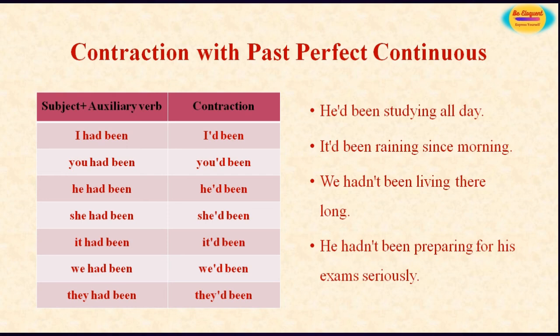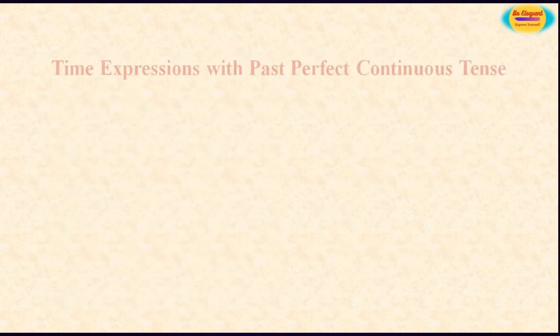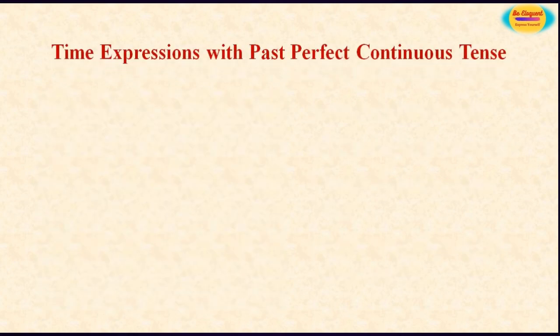In negative sentences, we may contract the first auxiliary verb and not. We hadn't been living there for long. He hadn't been preparing for his exams seriously. Time expressions with past perfect continuous tense.